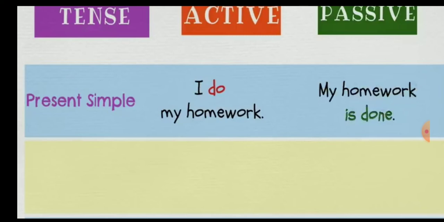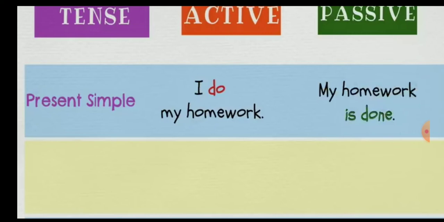My homework is the object here. An object has been taken first in the passive voice, and then we have used the first form of be, the present form of be, and the third form of the main verb. We always have to use the third form of the main verb. But there is one more condition. You have to use by, and then that by is followed by an object.